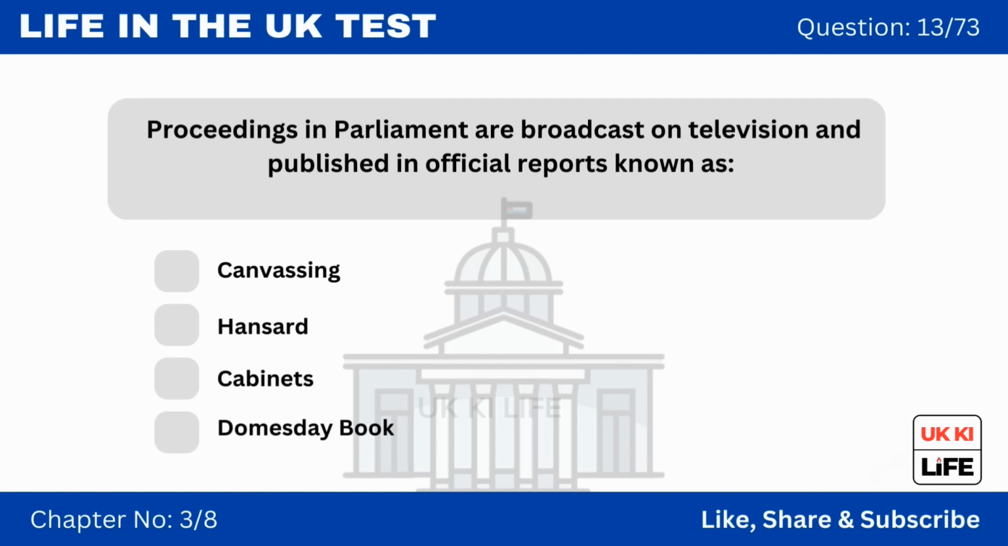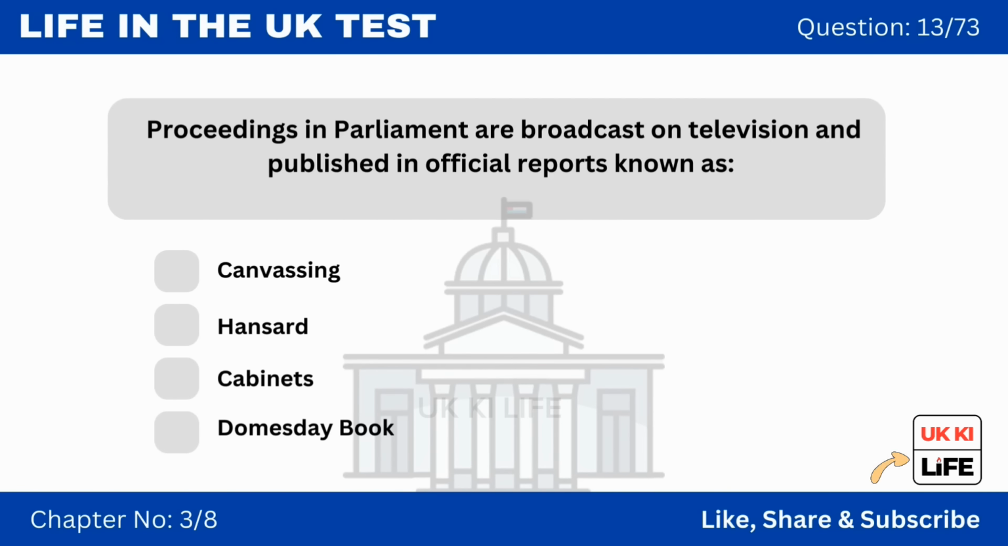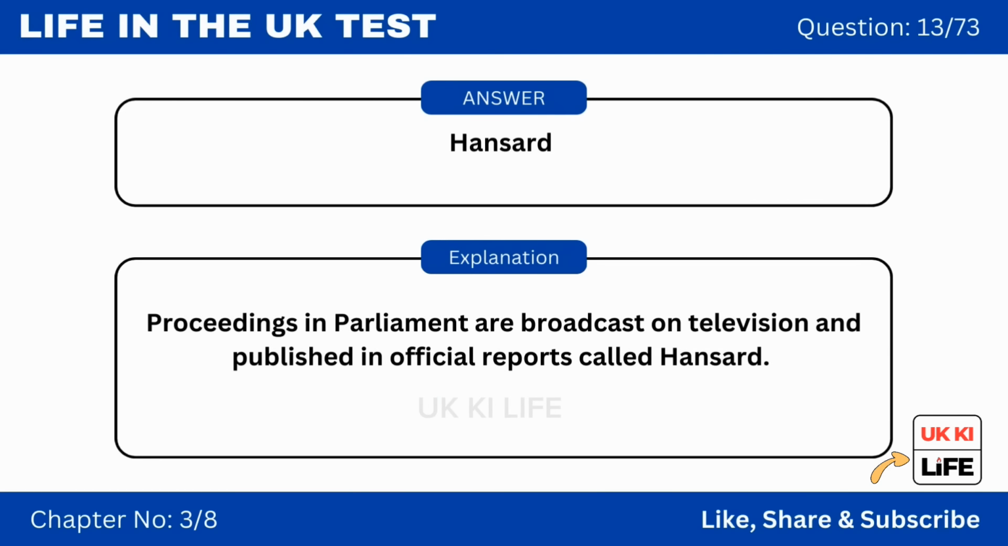Question 13. Proceedings in Parliament are broadcast on television and published in official reports known as canvassing, Hansard, cabinets, Doomsday Book. The correct option is B. Explanation. Proceedings in Parliament are broadcast on television and published in official reports called Hansard.